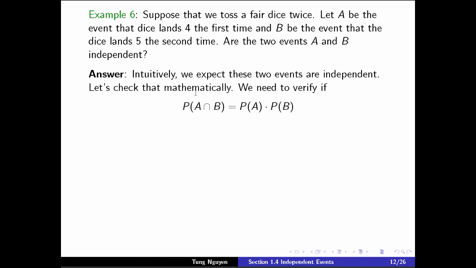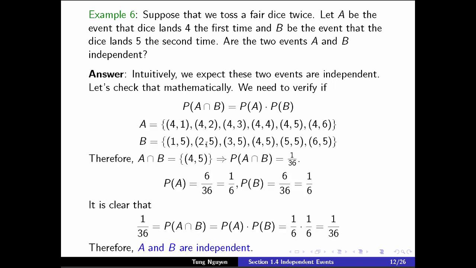So we need to verify if this equation holds true. Similar to the previous example, we can find all of the members of A and B. With A being the event that the dice land 4 the first time, we have these 6 members. And with B being the event that the dice land 5 the second time, we have another 6 members. So the intersection of A and B has only one member, which is 4, 5. 4, 5 here, 4, 5 here.